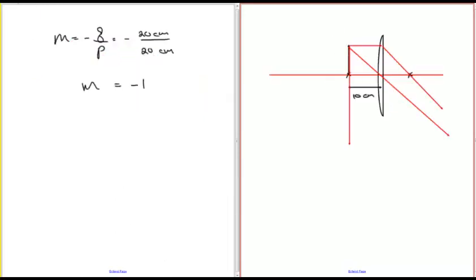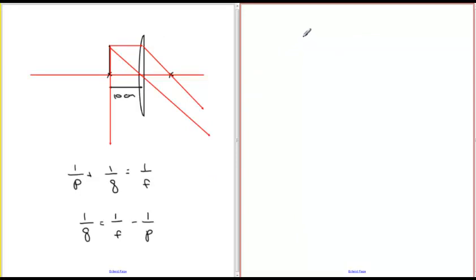Okay, the second case is we have 1 over P plus 1 over Q is equal to 1 over F. Again, if we solve for the distance for the image, it's going to be 1 over Q equals 1 over F minus 1 over P. What I do is I just subtract 1 over P from both sides. Let me add a page. Okay, so what do we have? We have P is equal to 10 centimeters. We have F is equal to 10 centimeters.